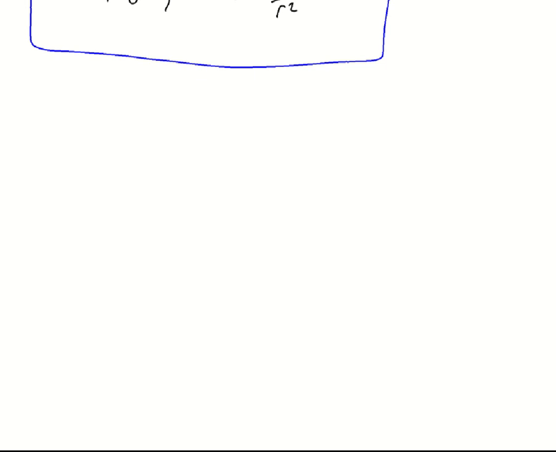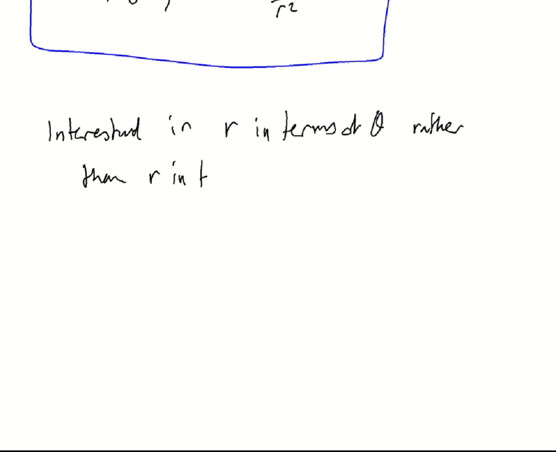Now, we're interested in the shape. That means we're interested in r in terms of theta rather than r in terms of t. We're interested in the shape of the orbit. So what I'm going to do is try and turn everything into derivatives in theta rather than in terms of time, which is going to make things a little bit easier.